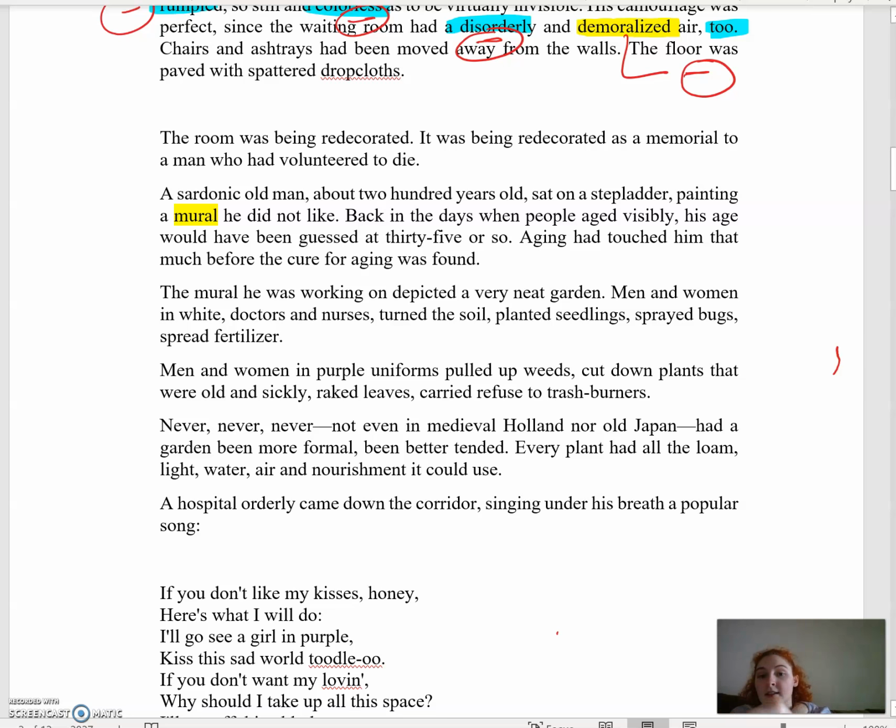There's some key evidence here about the man. So there's a sardonic old man who is painting it. He's painting it in the lobby of the hospital. So use your context clues and tell me what a mural is.